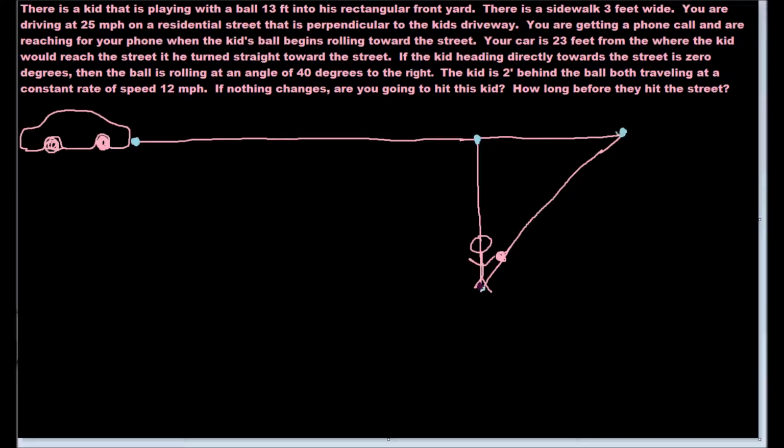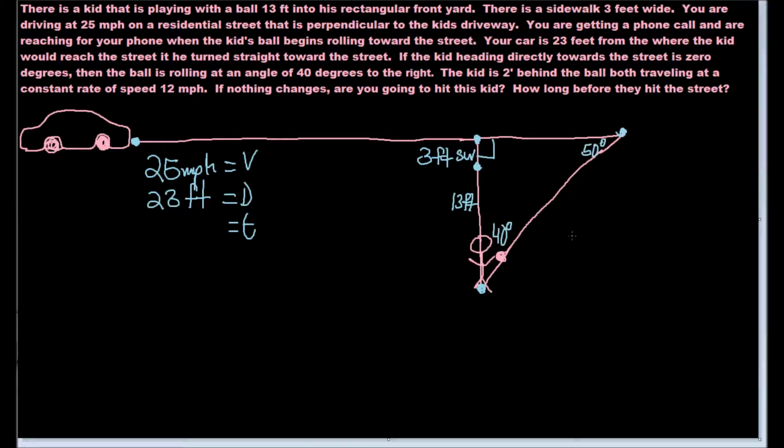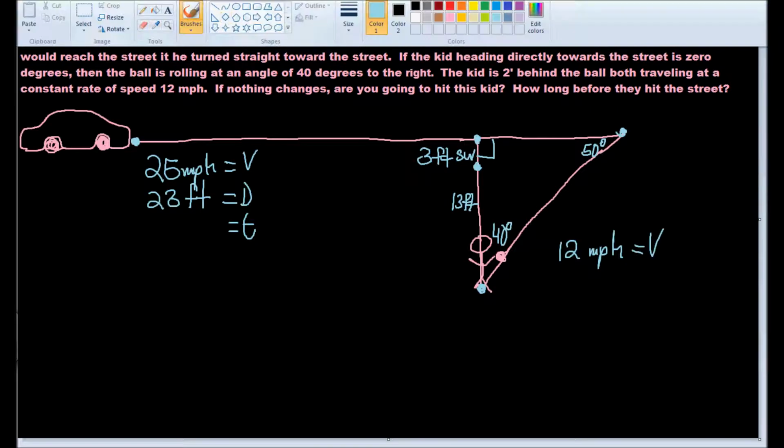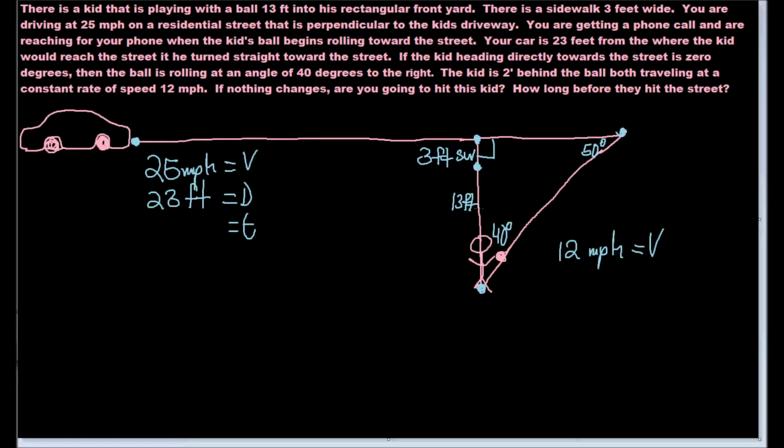You've got the 3-foot sidewalk, you've got the 13 feet deep, you've got the vehicle going 25 miles an hour, and the 23 feet from where the kid would hit the street if they went straight or directly towards it. If students can't grasp that directly towards something means you are heading straight at it, perpendicular, then just take a marker and demonstrate.